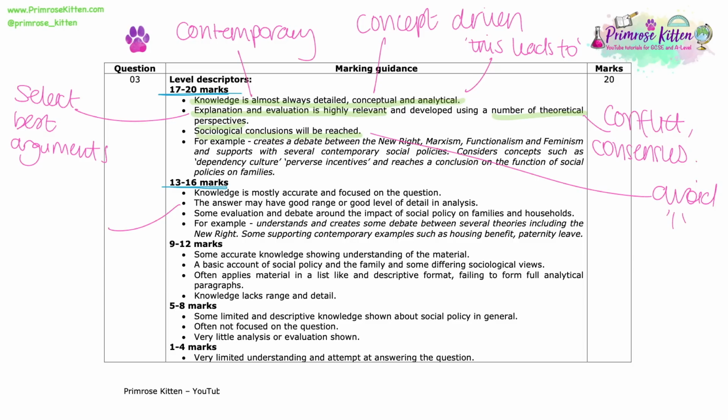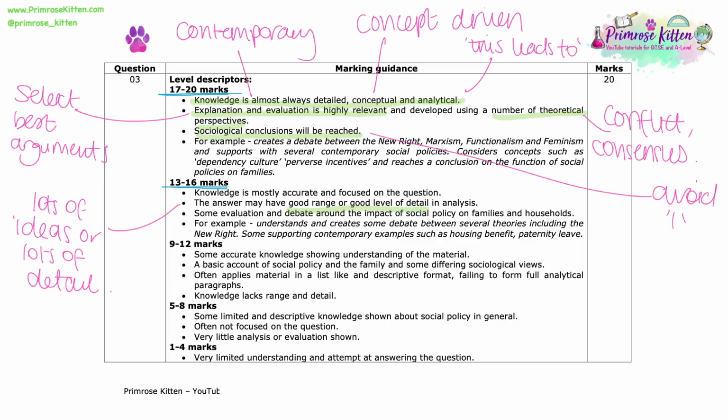The answer may have good range or a good level of detail. So this is where, if you fall into 13 to 16 marks, it is very likely that you have either been able to refer to all of those theories, but you haven't been able to do that in a good level of detail, i.e. using the PEEL structure. Or it could be that your answer has a fantastic level of detail throughout, littered with key concepts, loads of sociological knowledge, but you are only able to, maybe because of a time constraint, actually apply this to 2 theoretical perspectives or 3 theoretical perspectives, and therefore you don't include all of the knowledge required to get into the top band.